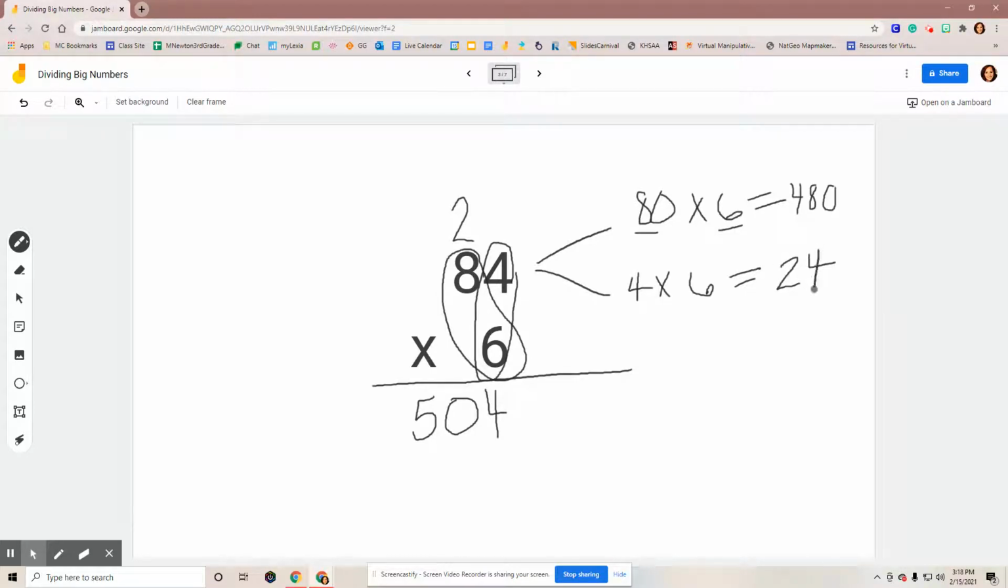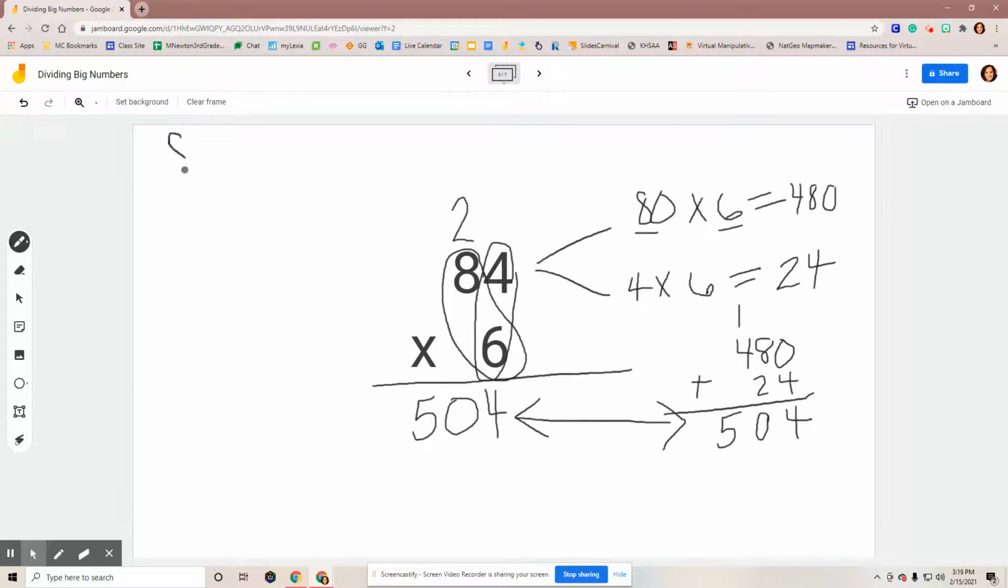So now what I do, since I have my two products, is I add these together. So I do 480 plus 24. So 0 plus 4 gets you 4. 8 plus 2 gets me 10. Hold my 1s, carry my 10s. 4 plus 1 gets me 5. So look, you get the same answer. So either way you want to do this, I'm good with it.